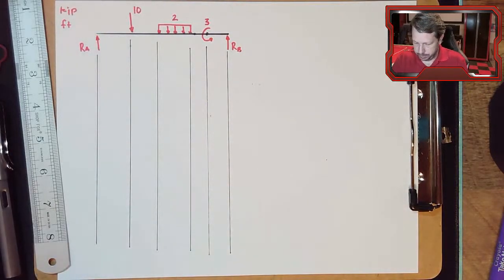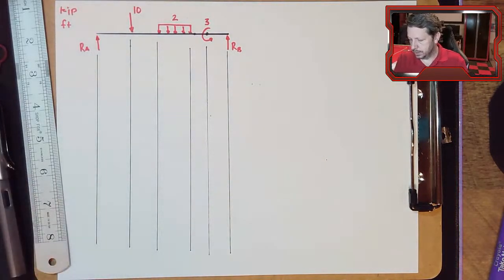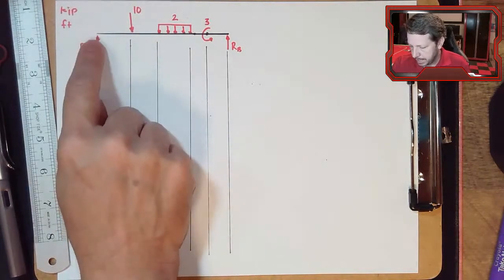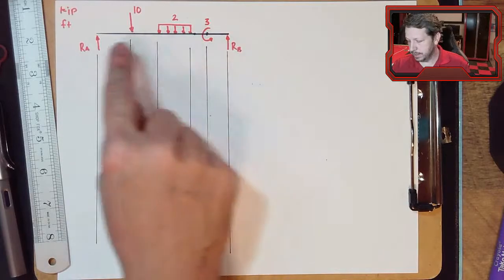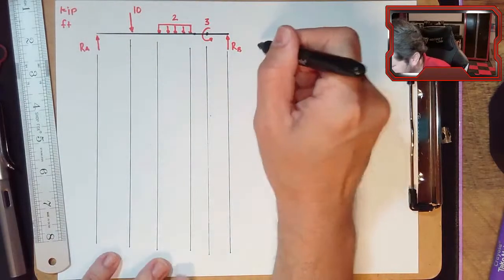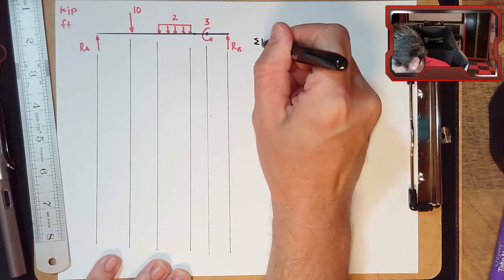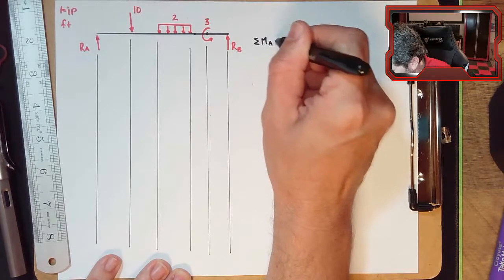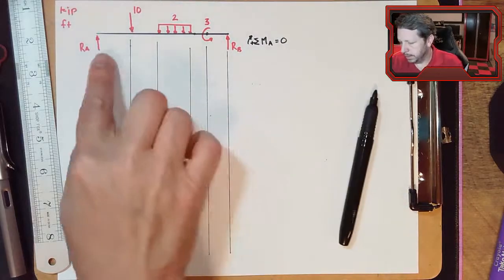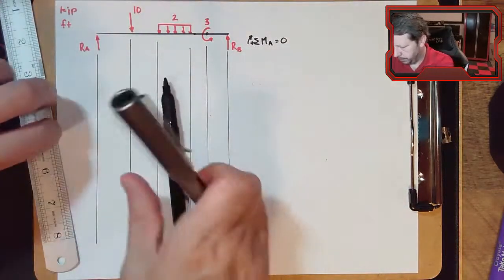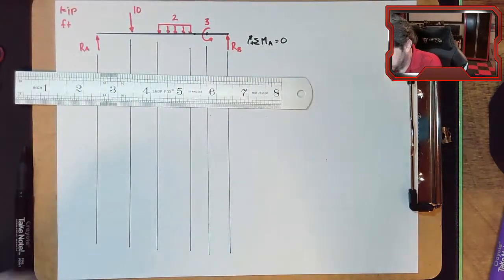So the only way that I know to do that is to do summation of moments about A, maybe, and that'll calculate B. And we can do forces in the y direction to calculate A. So let's write summation of moments about A equals 0. We need to label our dimensions, though. We can't go too far without dimensions.